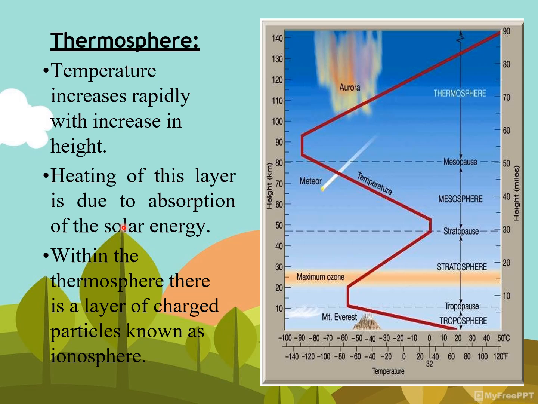Then the thermosphere. Temperature increases rapidly with increase in height. Heating of this layer is due to absorption of solar energy. Within the thermosphere, there is a layer of charged particles known as the ionosphere, where we can find ions.